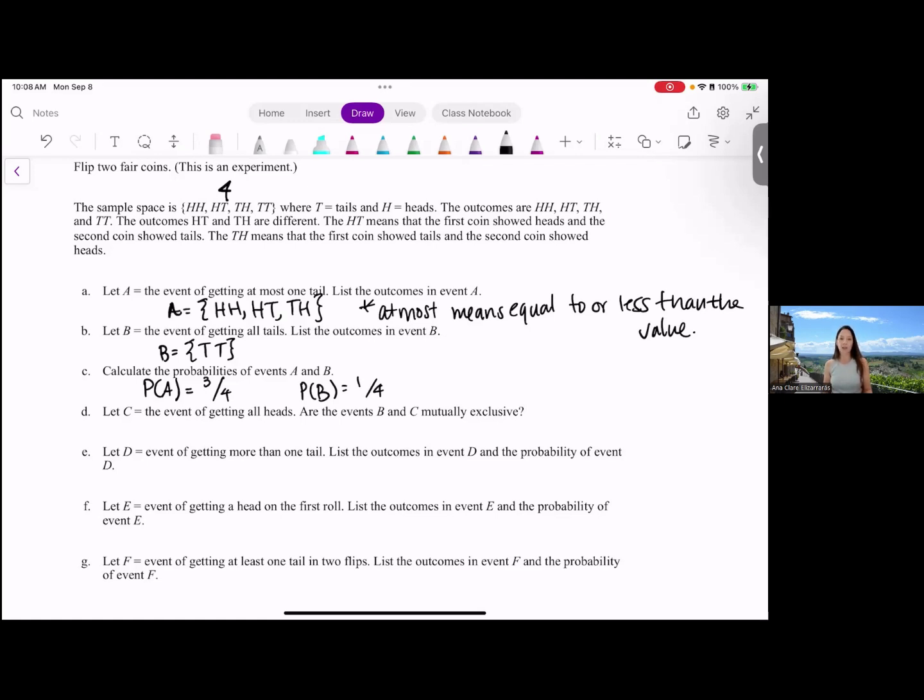C is the event of getting all heads. Are the events B and C mutually exclusive? Well, let's see. C is equal to all heads, which is heads, heads. B was equal to tails, tails. Can you get heads, heads, and tails, tails at the same time? No, you cannot. So yes, they are mutually exclusive.